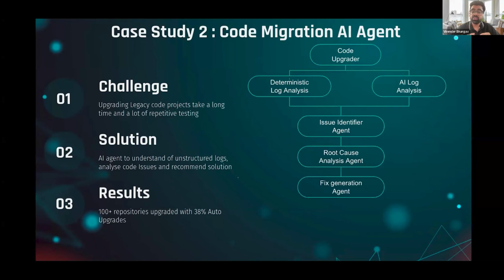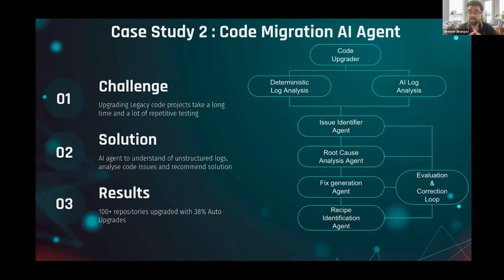And then a fix generation agent would formulate a potential fix based on the knowledge it has, the previous issues it has fixed, and it would also provide necessary corresponding metadata. Then a recipe identification agent will identify an optimal recipe to fix this particular issue. And all of this runs in an iterative evaluation loop, which runs until we have identified all the issues and all of them are resolved. And finally, a PR agent would run all the test cases and will raise the PRs for a human to review.